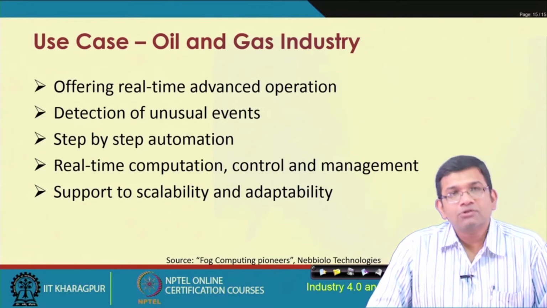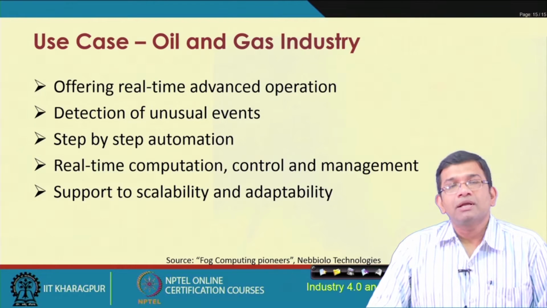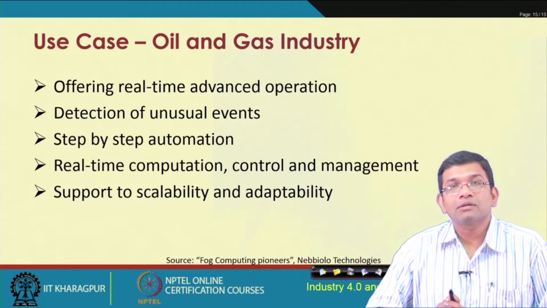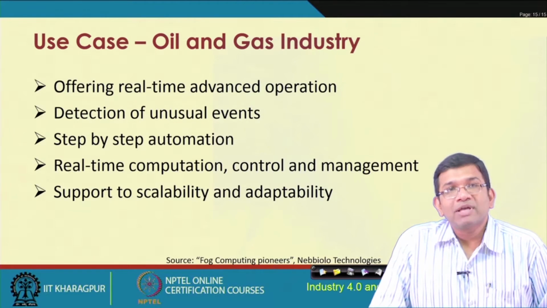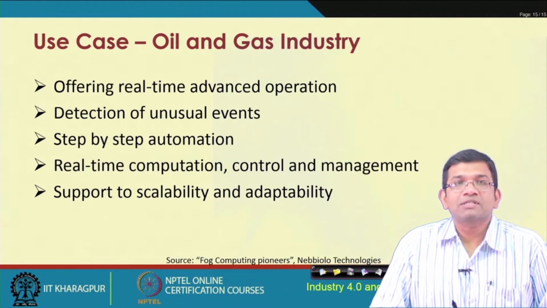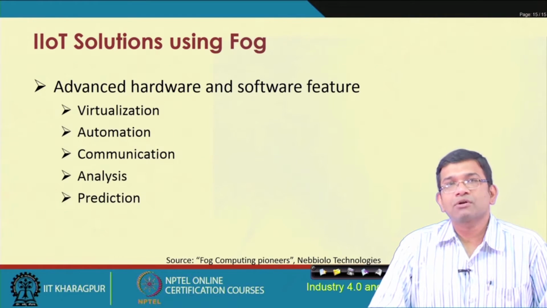Oil and gas industry also finds a lot of use of fog computing. Offering real time advanced operations is very important in the oil and gas industry. Detection of unusual events, detection of leakages through different transmission lines, like where this gas is being transported, these gas pipe transmission lines. Step by step automation, real time computation, control management, support to scalability, adaptability, etc. All of these are different things that can be done using a fog based solution. So, using fog, advanced hardware and software features such as virtualization, automation, communication, analysis, prediction, all of these can be done.